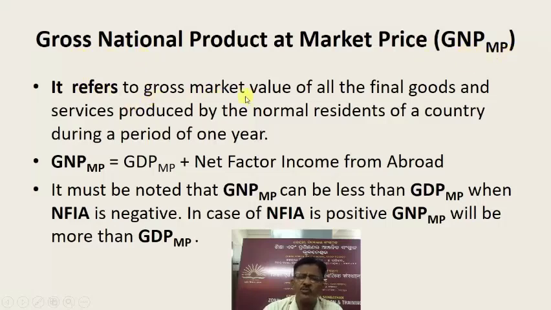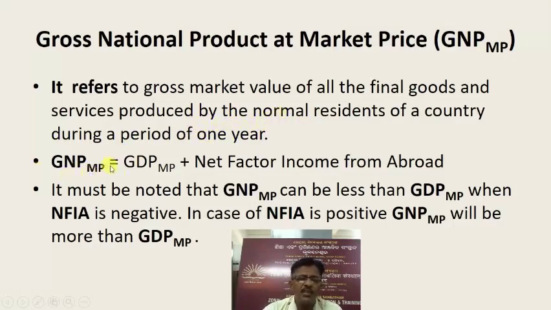It refers to the gross market value of all the final goods and services produced by the normal residents of a country during a period of 1 year. In domestic concepts, it was produced within the domestic territory of a country. But here, who is producing? Produced by the normal residents of a country during a period of 1 year. So the national concept will be by the normal residents of a country.